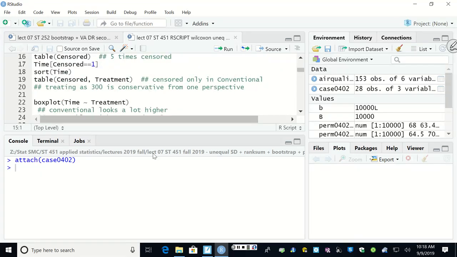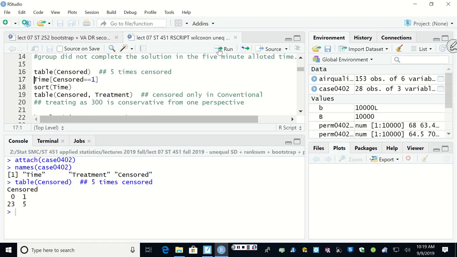You do this thing, I attach it. The names of the data set that are on there are the time, the treatment, and the censored, whether they didn't finish in the time allotted. And that complicates analyses. There's 5 that are censored. The 5 that were censored were given a time of 300.